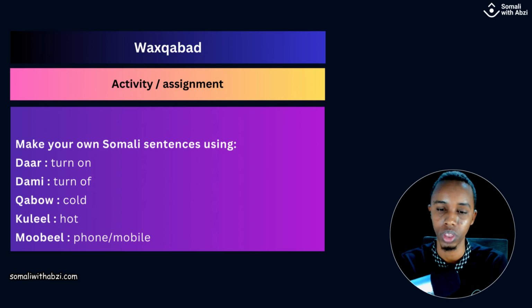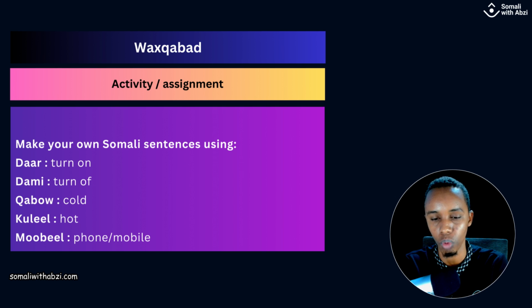And now we are in the last part of our class, which is always the activity or assignment. You're going to make your own Somali sentences using dar, demi, qabo, kulel, mobile. I hope you're going to make very good sentences and share with us on our Bro Somali WhatsApp group. And yeah, that's what you're going to do for today's class.